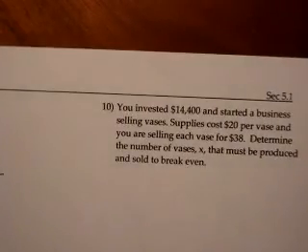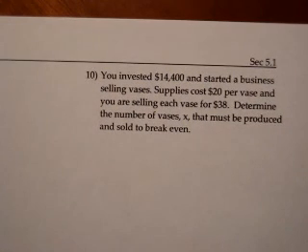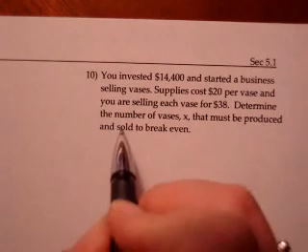Number 10 is some application stuff. So this is something you might see in a business math class or an econ class. So let's read 10. You invested $14,000 and started a business selling vases. Supplies cost $20 per vase, and you are selling each vase for $38. Determine the number of vases X. Hey, they just defined our variable for us. That must be produced and sold to break even.